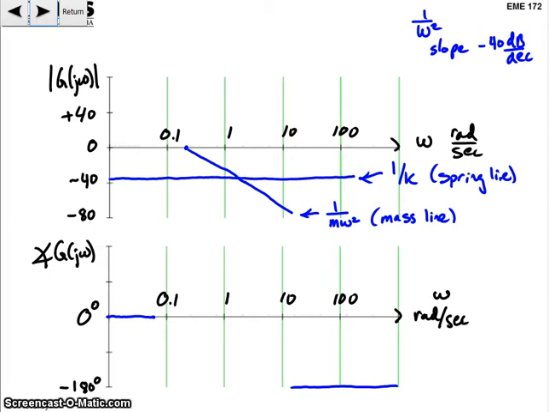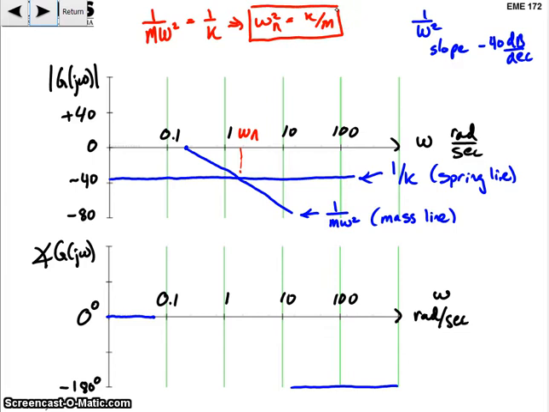Okay. This is omega n. And the reason for that is, essentially what we're saying is where they cross is where these two things are equal. So if we write 1 over m omega squared is equal to 1 over k, we can rearrange that. We can write that omega squared is equal to k over m. And I'll put a little n on there, natural frequency.